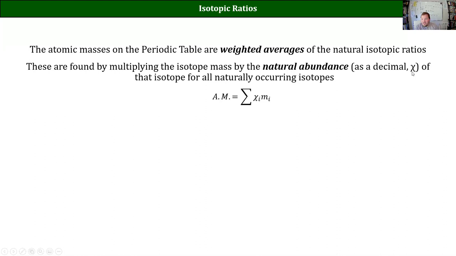Another way of thinking about it is that the natural abundance is the probability of picking a certain isotope. If I picked an atom at random from a sample, what are the odds? What's the probability that I get, say, carbon 12 as compared to carbon 13? Or chlorine 35 as compared to chlorine 37, right? So you take the probability of getting a certain isotope times the mass of that isotope, and then you just add up what's left. Remember, this Greek letter sigma means sum, means add everything up. So you're just going to add up the probability times the mass of each isotope, and when you add all those together, that gives you your overall weighted average.